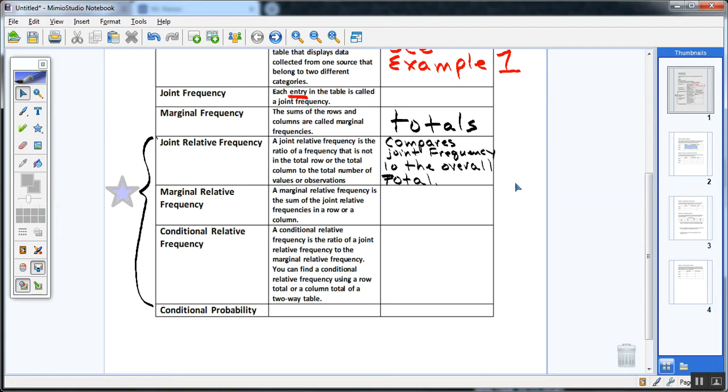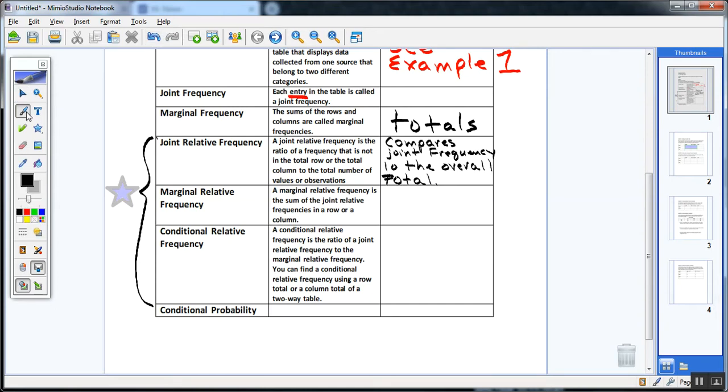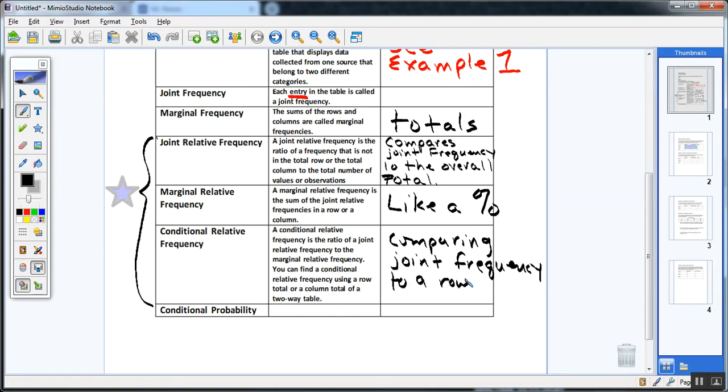Marginal relative frequencies, kids, they're like a percent. Okay, and then a conditional relative frequency, kids. A conditional relative frequency is the ratio of a joint relative frequency to the marginal relative frequency. Basically, this is like comparing a joint frequency to a row or column total. Not an overall total, but a row or column total.